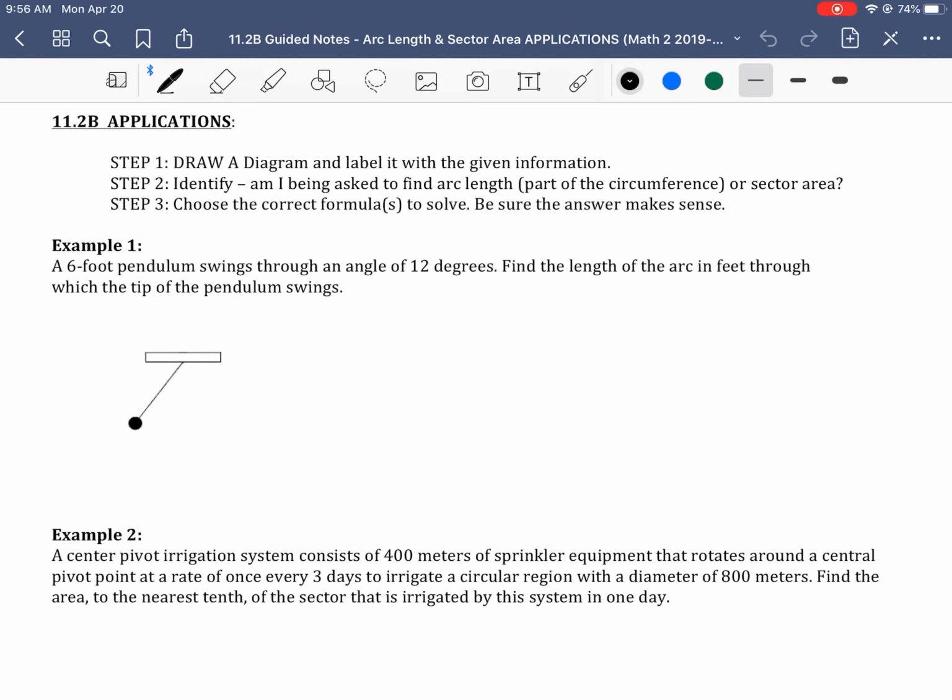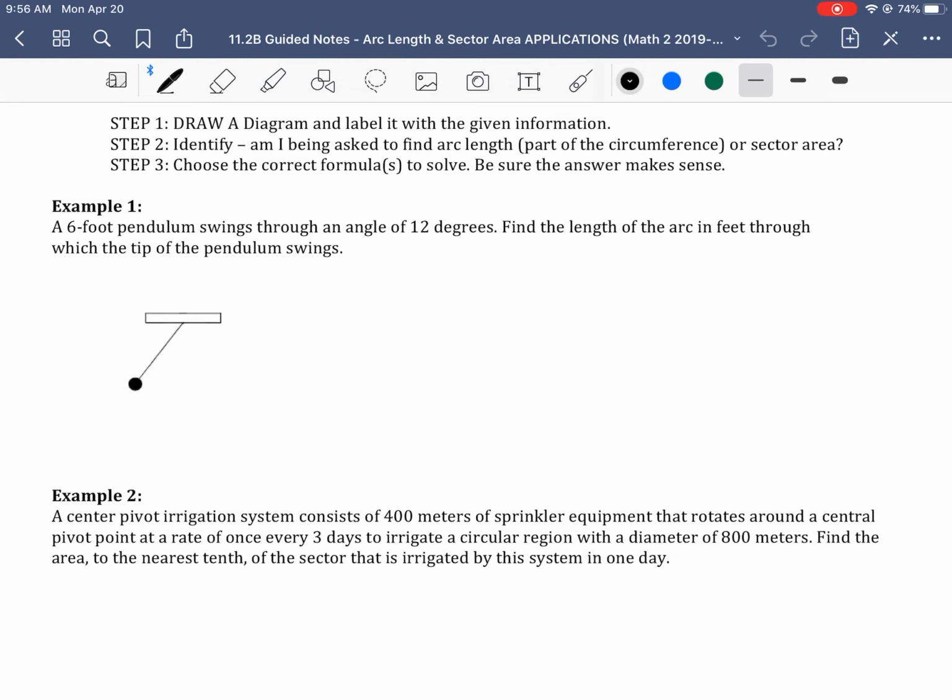length and sector area. And then you just want to make sure that you're walking through these 3 steps. These are what we've practiced when we've done applications, when we did them with trig and other things. So I'll just remind you. Step 1, draw a diagram. So you just make sense of what's going on and then label it with the given information. Okay, so step 1, try to make sense of that problem.